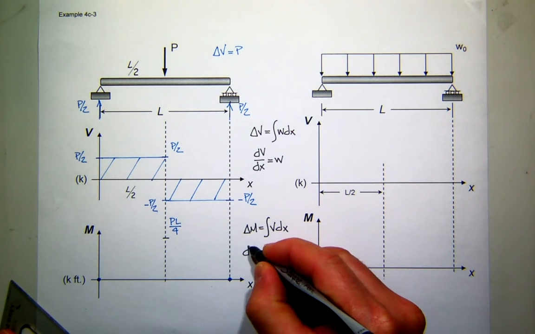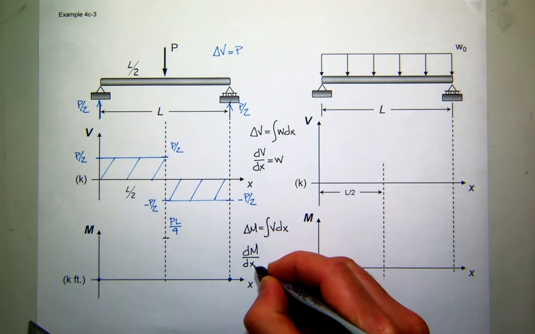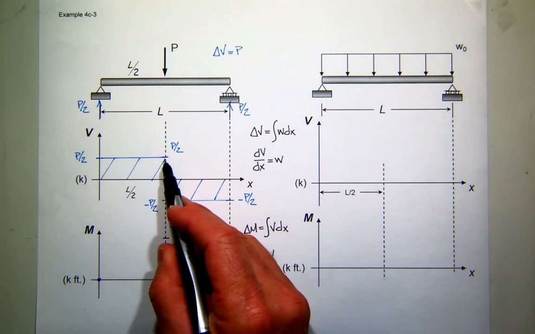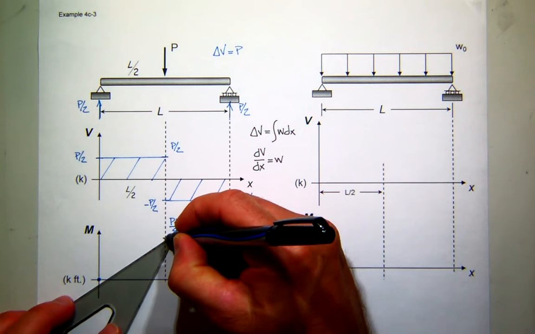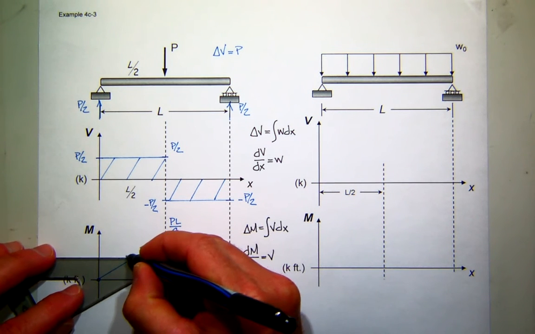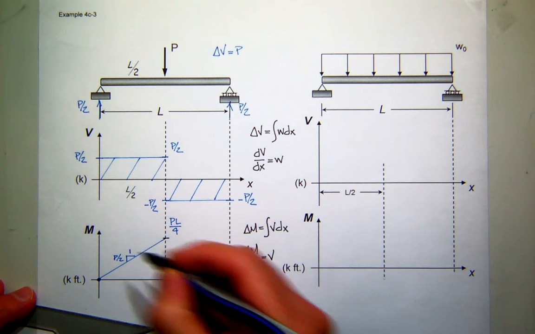The slope of that curve is equal to the value of the shear. What's the value of the shear everywhere here? Well, first of all, it's positive, and it has a value of P over 2. So here's my positive slope, and if I actually marked it off, it would have a slope of P over 2 to 1.